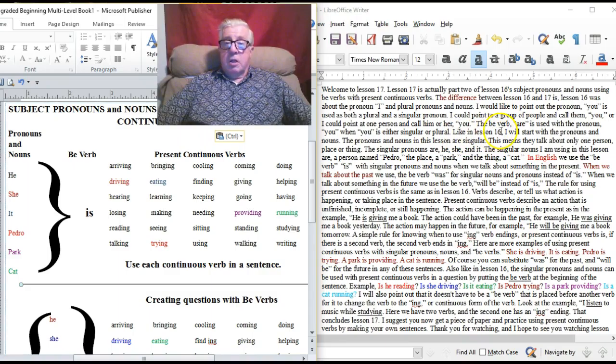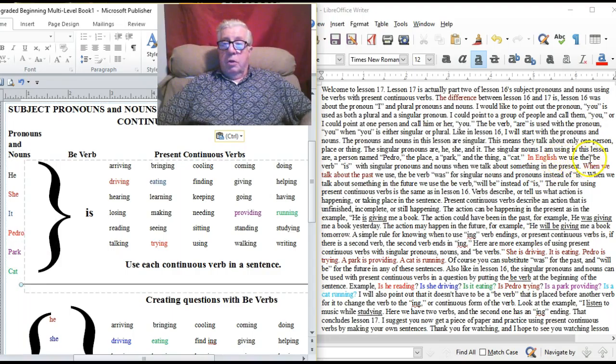Like in 16, I will start with the pronouns and nouns. Pronouns and nouns in Lesson 17 are singular. The pronouns are he, she, it. The name I use for singular noun is the name Pedro. A place, a park. A thing, a cat.